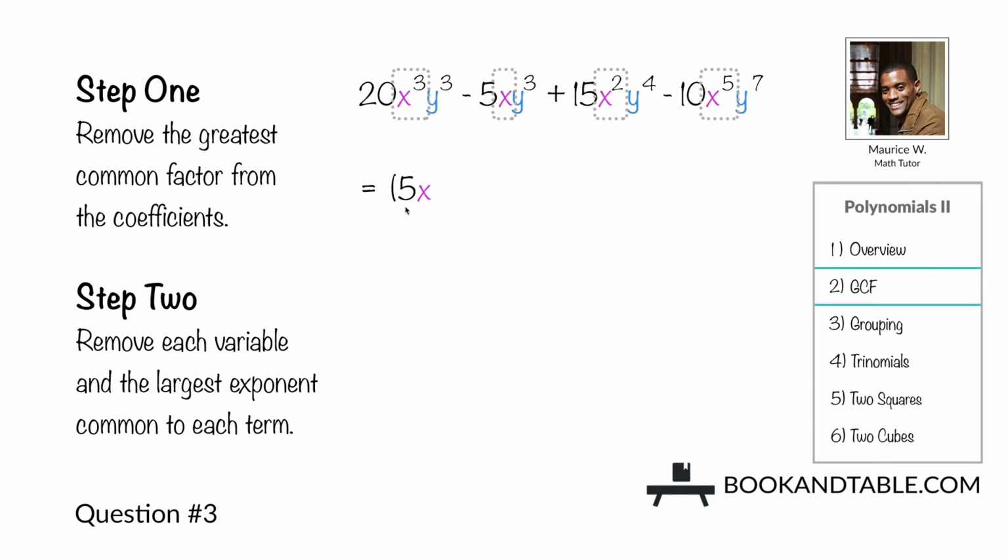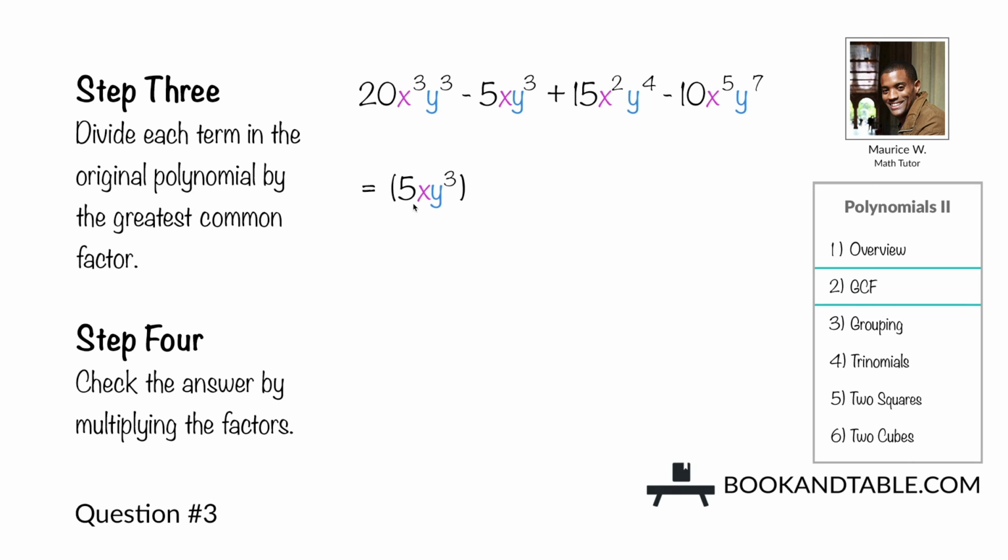Step 2, remove each variable and the largest exponent common to each term. We have x to the 3rd, x to the 1st, x to the 2nd, and x to the 5th. Only x to the 1st is common in all 4, so x is a part of our greatest common factor. Then we take a look at the y's. We have y to the 3rd, y to the 3rd, y to the 4th, and y to the 7th. Y to the 3rd is common in all 4. So y to the 3rd is a part of our greatest common factor, which winds up being 5xy cubed.